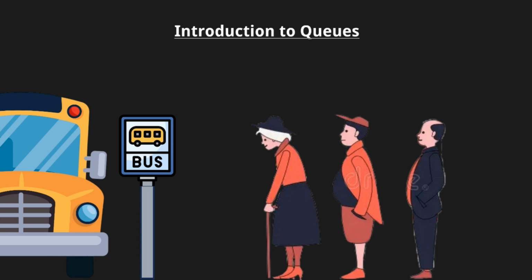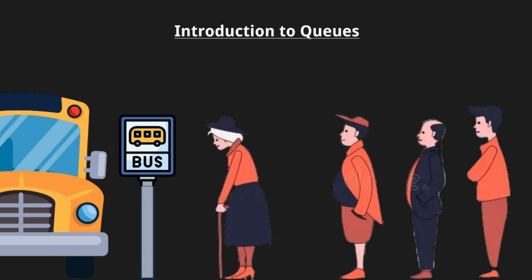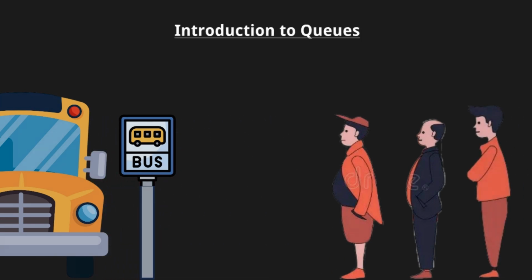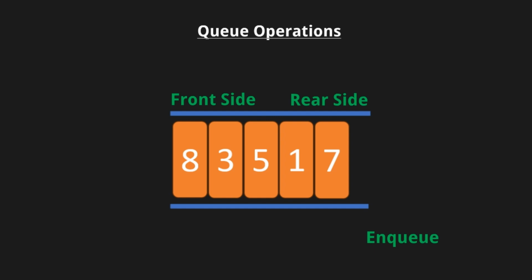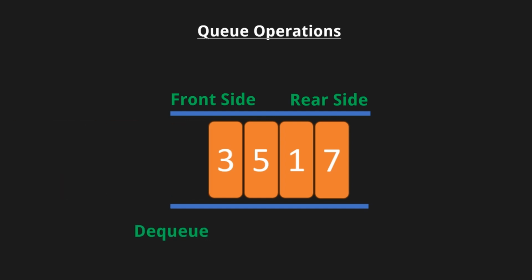It's a collection of elements where you add items at one end and remove items from the other. Queues operate with two main actions. Enqueue, which adds an element to the end, and Dequeue, which removes the front element. Just like in our bus stop line, you always add at the end and remove from the front.